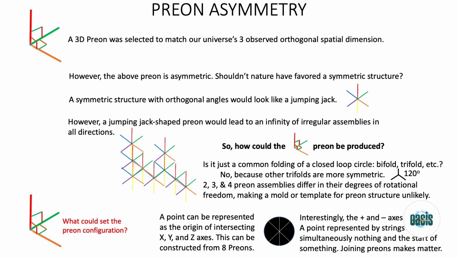Well, what I'd like to propose to you is that it's a mathematical point. A point can be represented as the intersection of 3 axes. And that's actually, when you look at it, 8 preons. Now, interestingly, these axes, plus and minus, balance out. So when you look at a mathematical point, what have you got? You've got nothing. But you can also look at it as a collection of preons. And if we can put those preons together, all of a sudden we've got something.